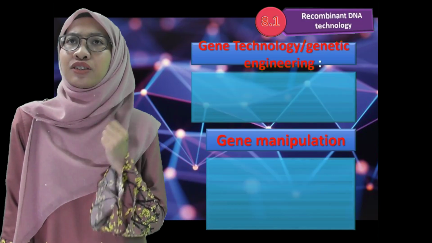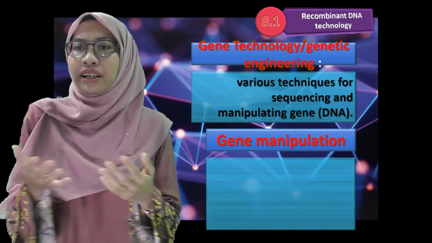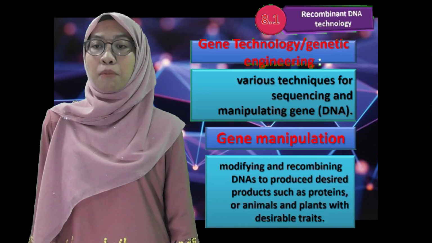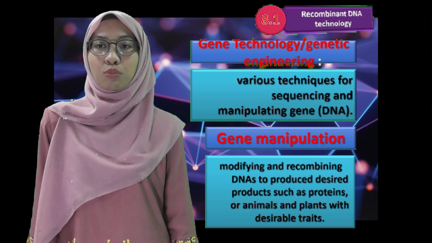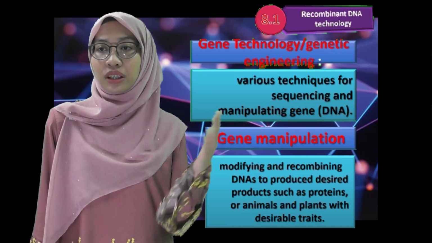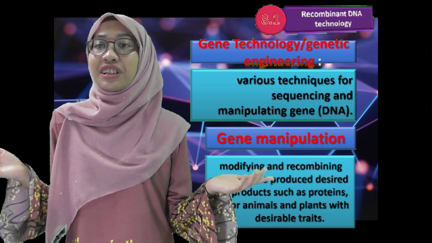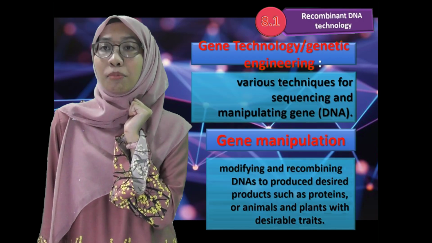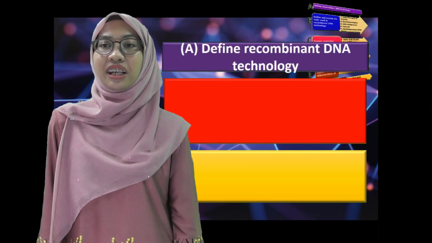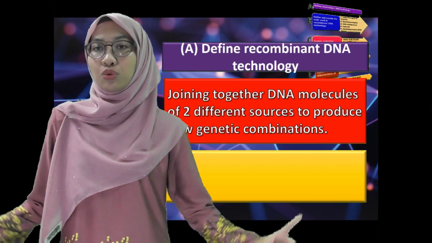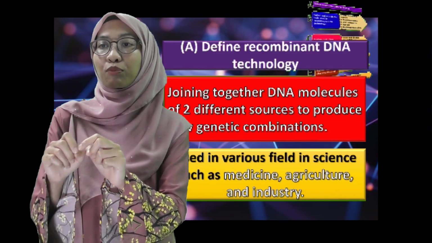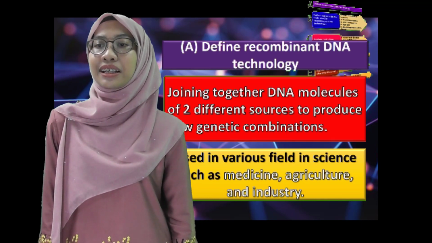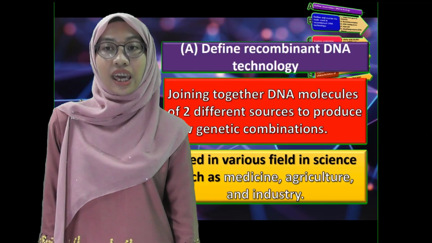What is actually gene technology? It is the various techniques for sequencing and manipulating gene DNA. Manipulating genes means modifying and recombining DNA to produce desired products such as proteins or animals and plants with desirable traits. One of the main gene technologies is recombinant DNA technology. Recombinant DNA technology is a technique that joins 2 DNA molecules from different sources to produce new genetic recombination. It is commonly used in various fields in science such as medicine, agriculture, and industry.